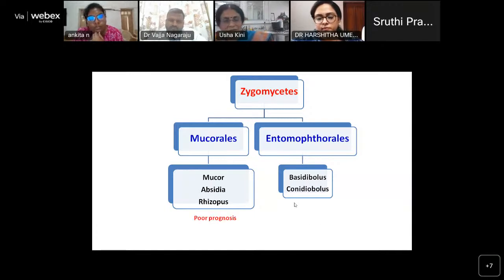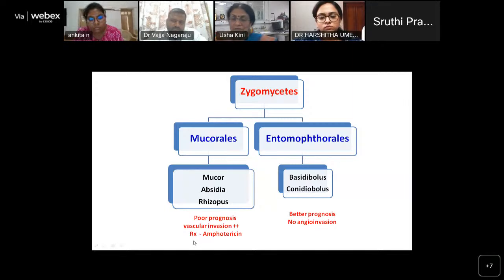basidiobolomycosis. The treatment between mucor and this entity is very important because both could be invasive. Mucor has poor prognosis and you have vascular invasion. You know how patients with mucor deal with. We have seen them during the COVID time. Whereas basidiobolus, they have a much better prognosis. Though you can see that they're close to blood vessels, you do not see angioinvasion, even though they are in the head and neck region.